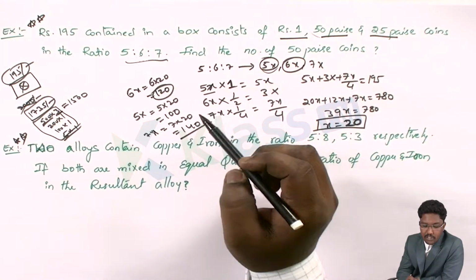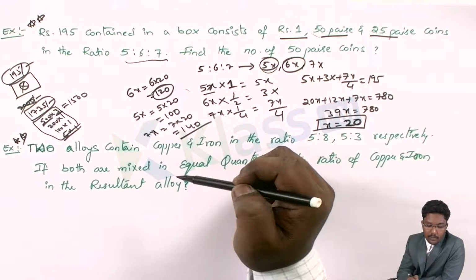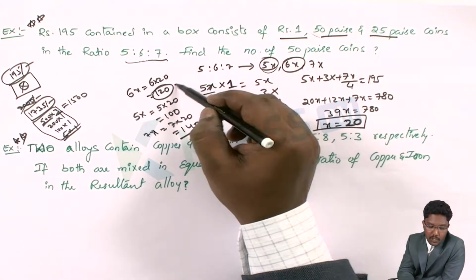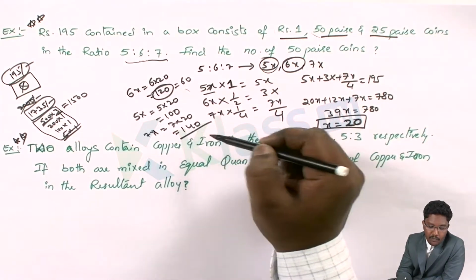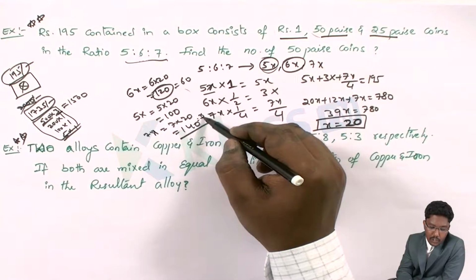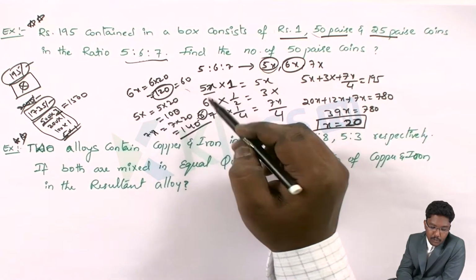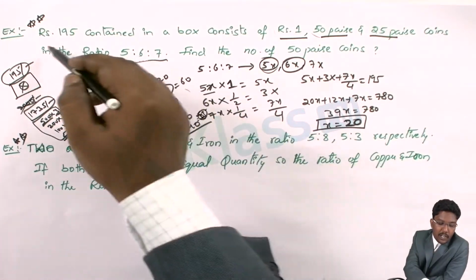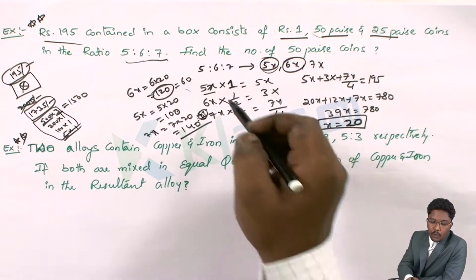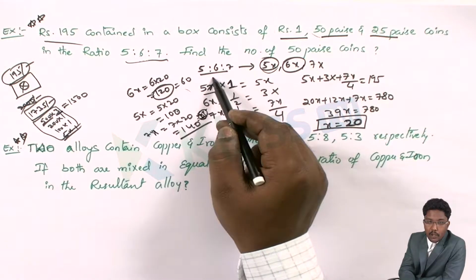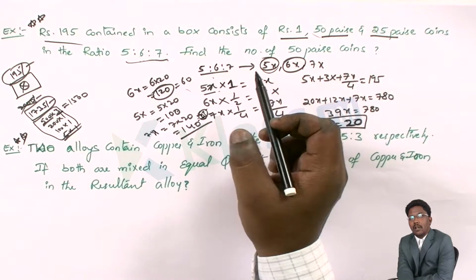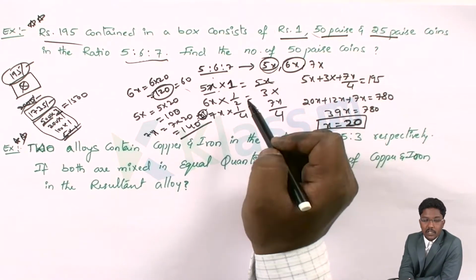If you want to check whether the answer is right, please add all these. 100 rupees. 120 50-paisa coins, what is the value? 60 rupees. 140 25-paisa coins, then what is the value? 35 rupees. So 100 plus 60 is 160, and with 35, it is 195 rupees. In this way you can check the answer. Try to convert the ratio into values and then the values into the amount, the net worth of those coins.